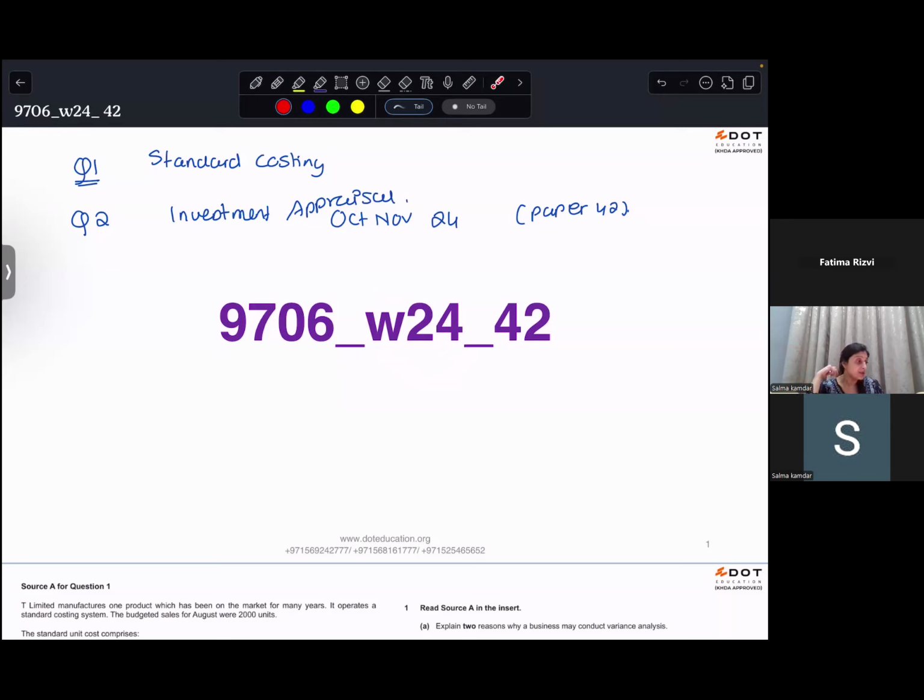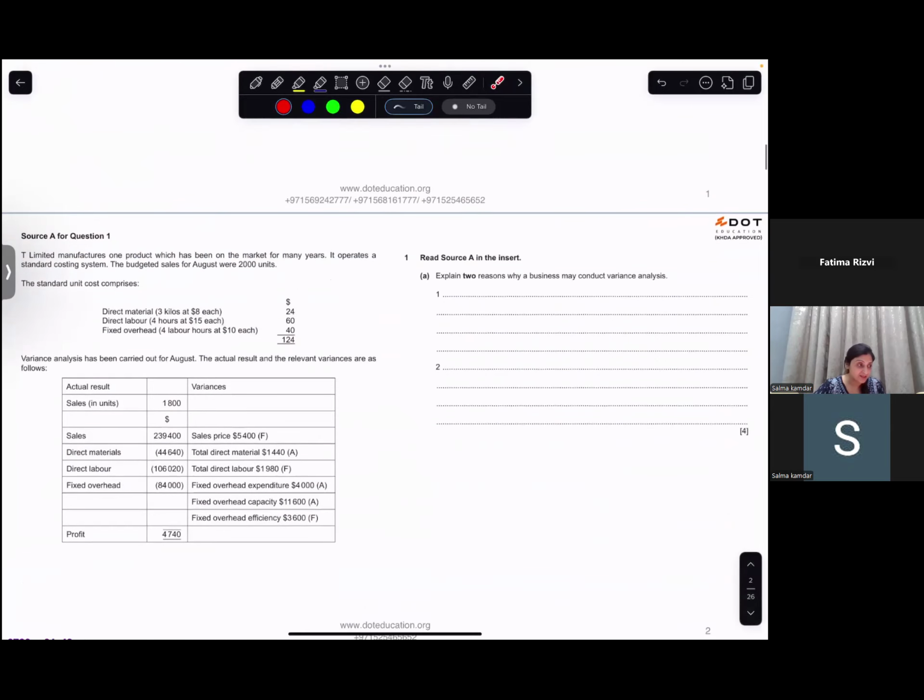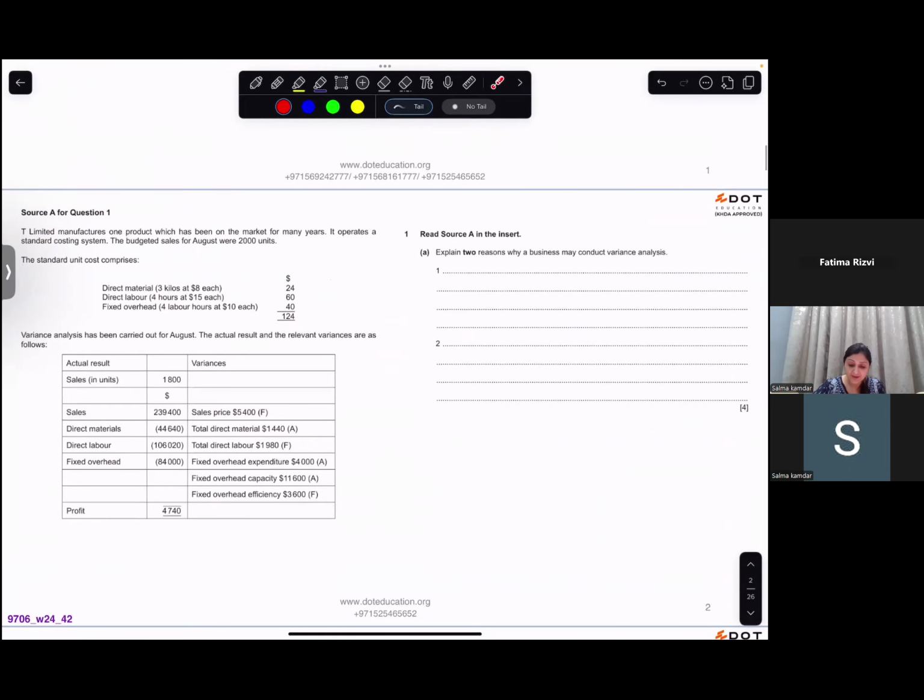Okay. So the first question that had come in October, November 2024 was standard costing. And second that came was investment appraisal. So we are starting with the first question. As you could see over here, the first question is a theory question. So when there is a theory question, you actually do not need to go and read the question.